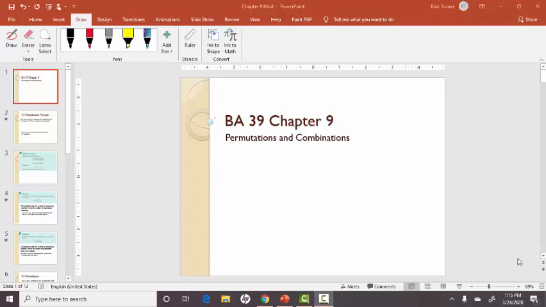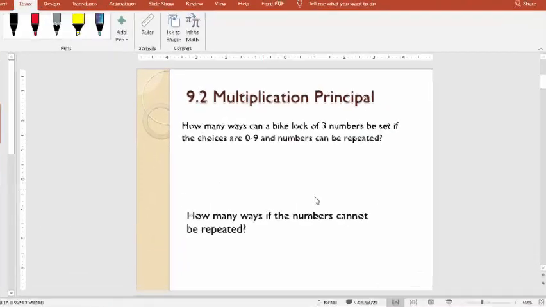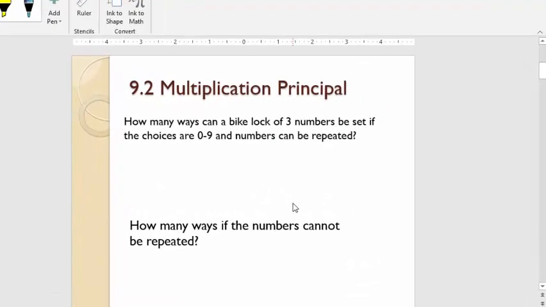Hi class! In this video tutorial I'm going to talk to you about permutations and combinations, which are called counting principles. So the first example I have here is how many ways can a bike lock of 3 numbers be set if the choices are 0 through 9 and the numbers can be repeated.